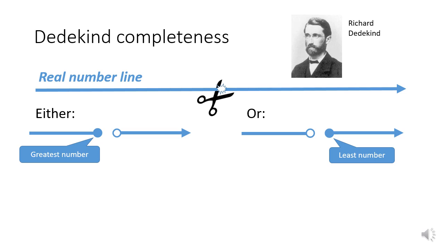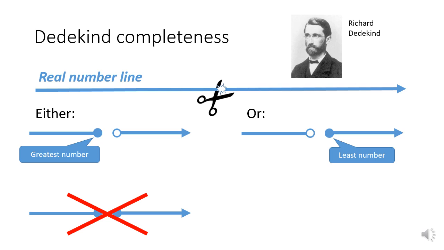This number is unique because if there were two such numbers, one would have to be the greatest number of the left part and the other the least number of the right part. But then the arithmetic mean of the two numbers would not be contained in any of the parts. So this cannot be the case.